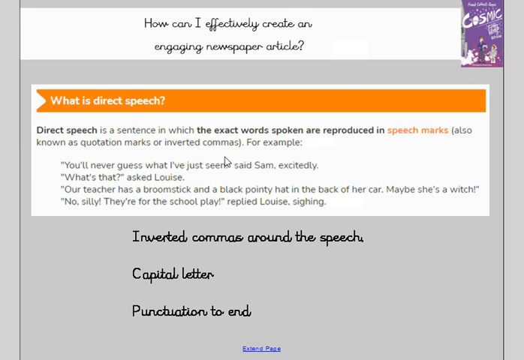Now, it's important to remember that when we're looking at speech, at the end of our sentences where the speech is, if we've got exclamation marks or question marks, they stay in. If it was going to be a full stop at the end of that sentence, but we're going on to say who has said this, then we need to make sure that that is a comma instead of a full stop, to split the spoken word, so exactly what was spoken, from who had said it.